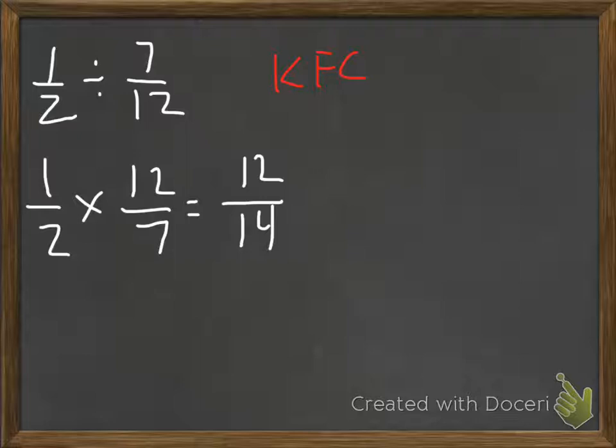You'll have to reduce, and you may have to change an improper fraction to a mixed number. So we'll get to those in a minute. So 12 and 14, those can be divided by 2. 12 divided by 2 is 6. 14 divided by 2 is 7. So your answer is 6/7.